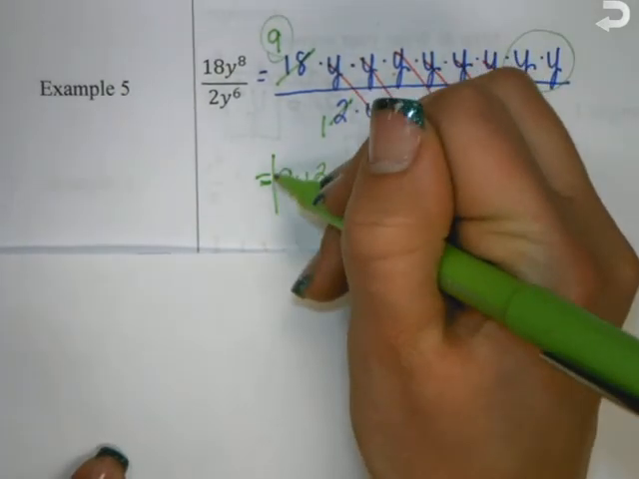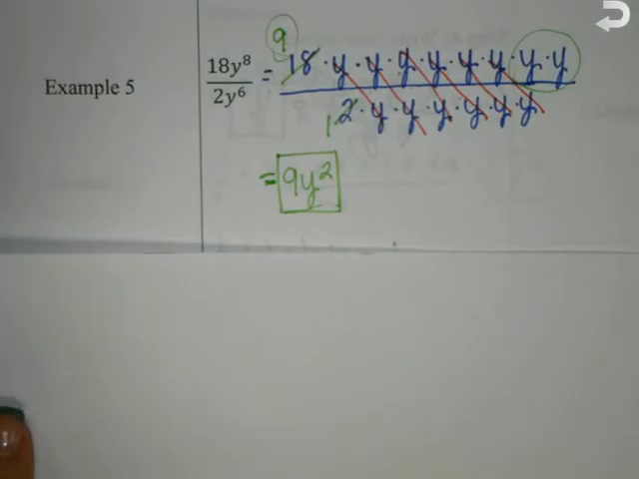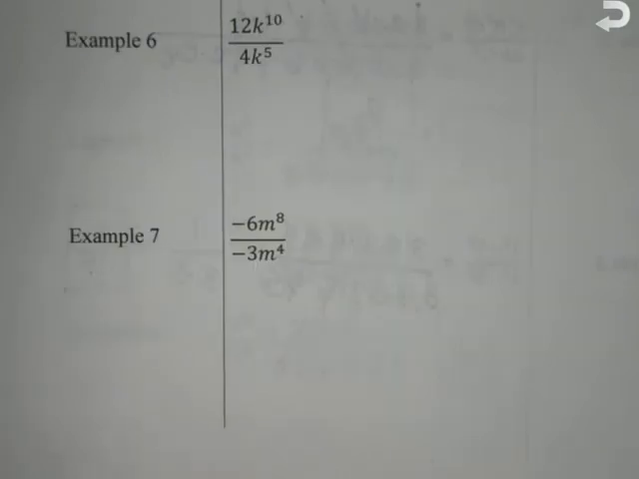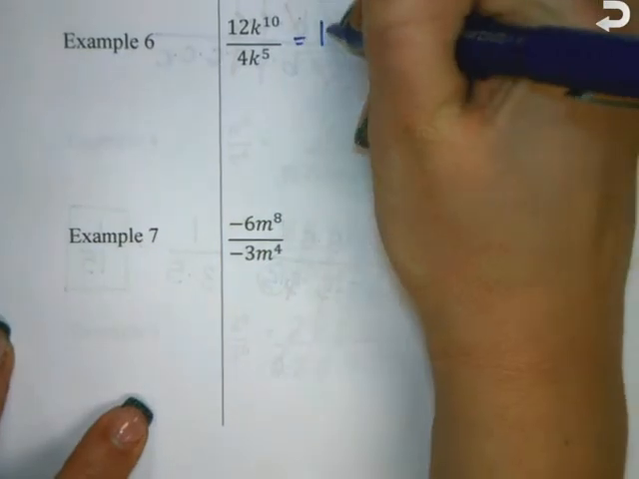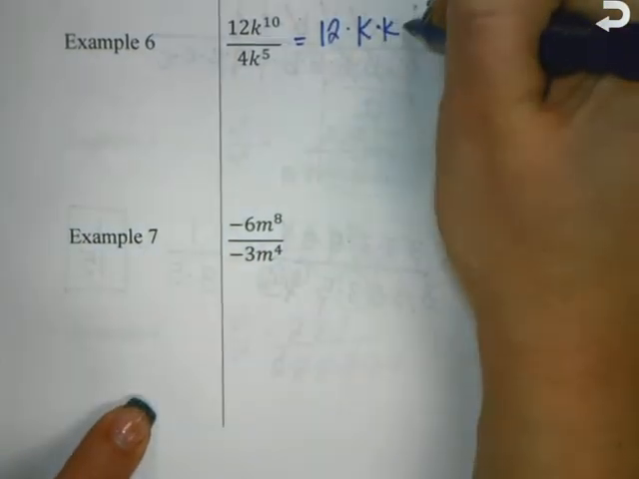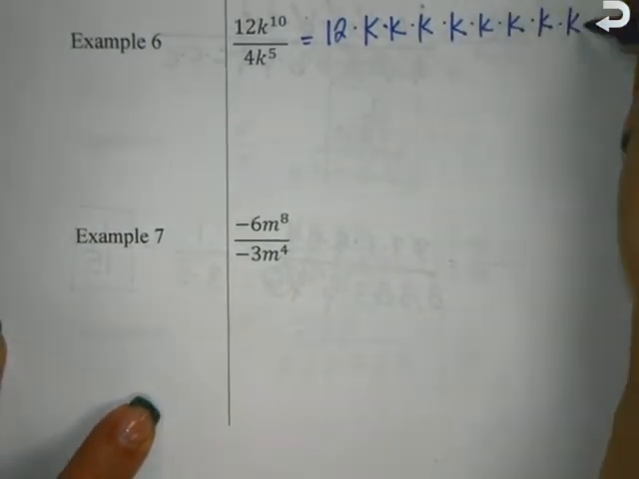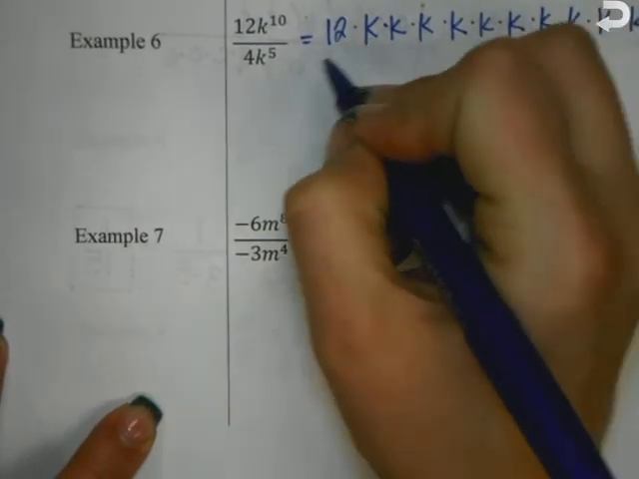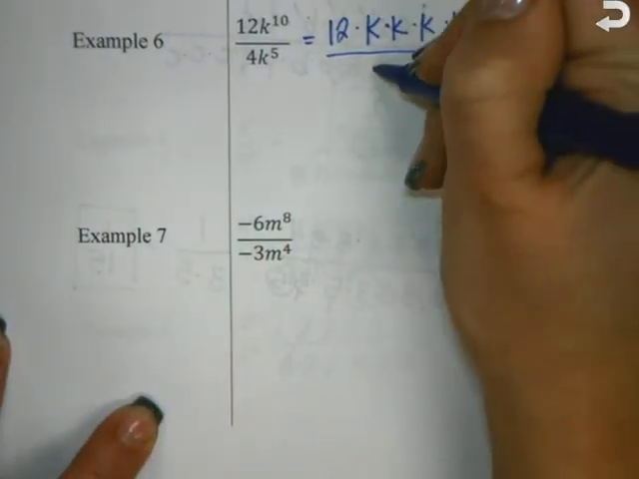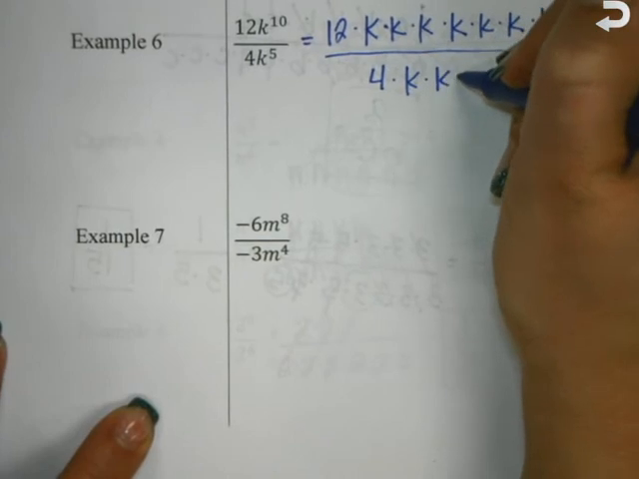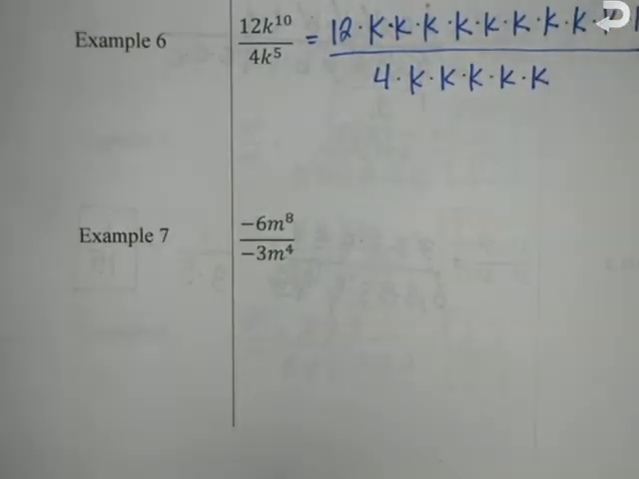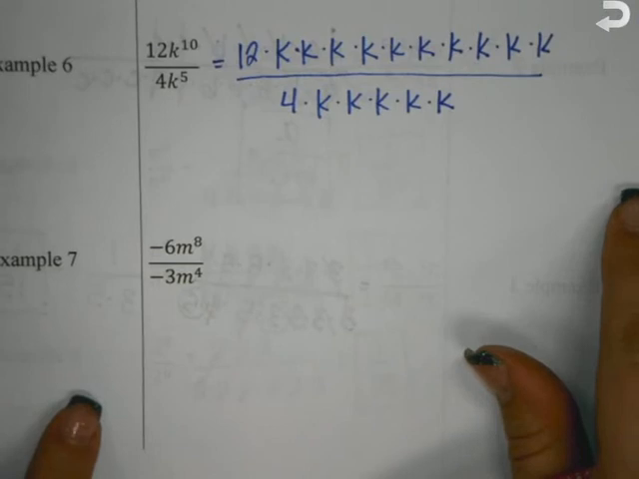Okay, so for example 6, first I want to expand. So that can be 12 times 10 k's, all over 4 times 5 k's. Okay, next step. Somebody totally different, Audrey. I cancel, so I can cancel 5 k's. Okay, and then I need to reduce the fraction.